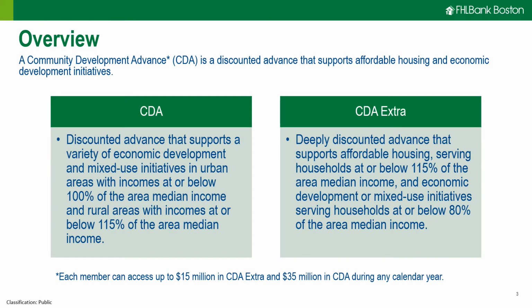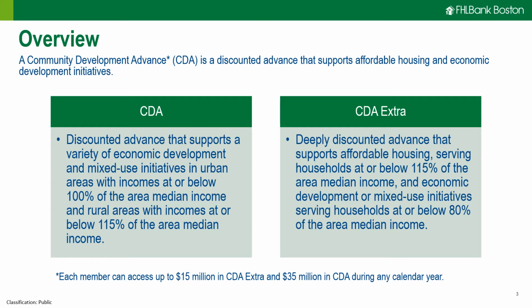So before we go into the detail here, I just want to provide an overview of what a CDA advance is. CDA is short for a Community Development Advance, and these are discounted advance products that support affordable housing and economic development initiatives. We have two specific products, CDA and CDA Extra. Each of them has different requirements in order to qualify, which I've shown here, and there's more detail that it's worth exploring with your relationship manager.